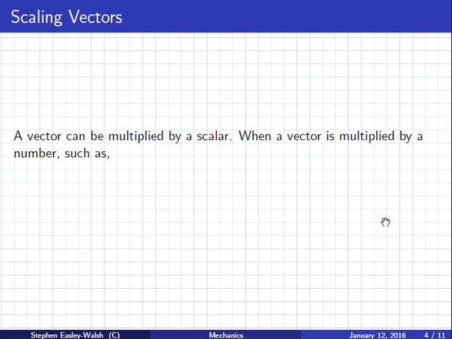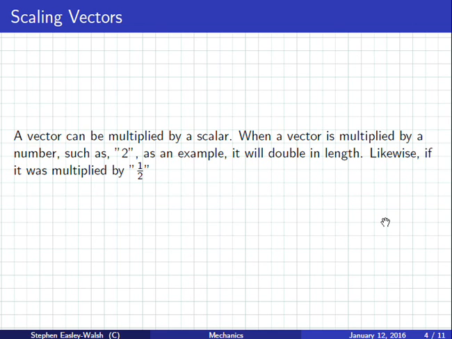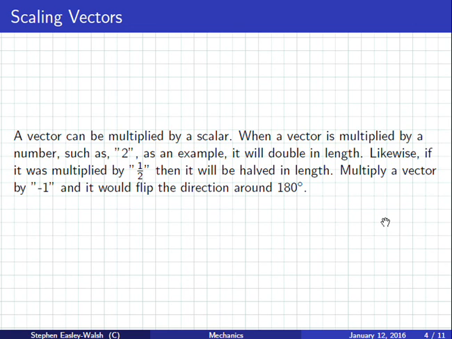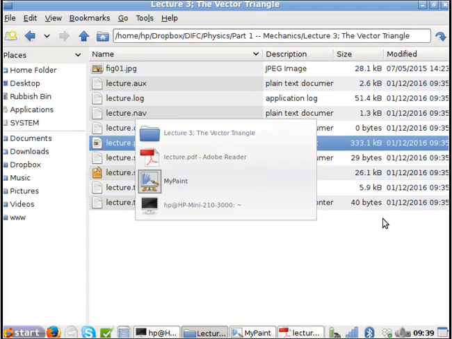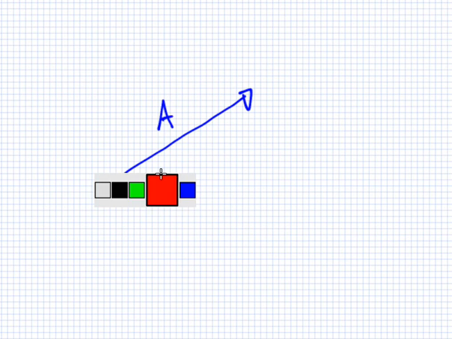Okay. A vector can be multiplied by a scalar, by a number. When a vector is multiplied by a number, for example, if you multiply it by 2, it gets twice as big. So if you multiply by 2, as an example, it will double in length. Likewise, if you were to multiply by half, then it would be halved in length. And if you multiply a vector by minus 1, it would flip around 180.